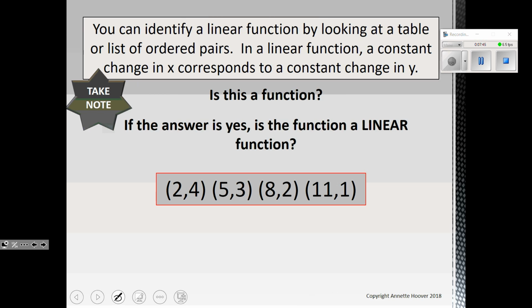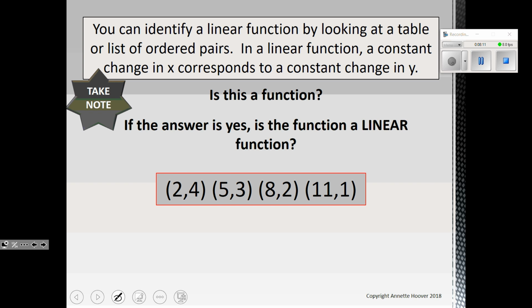Sometimes instead of a table, the ordered pairs, the group of ordered pairs called a relation, is just written like this, with the ordered pairs in a nice horizontal line. So first, to see if it is a function, we look at the x values to see if the x repeats. We have 2, 5, 8, and 11. The x does not repeat, so yes, it is a function.